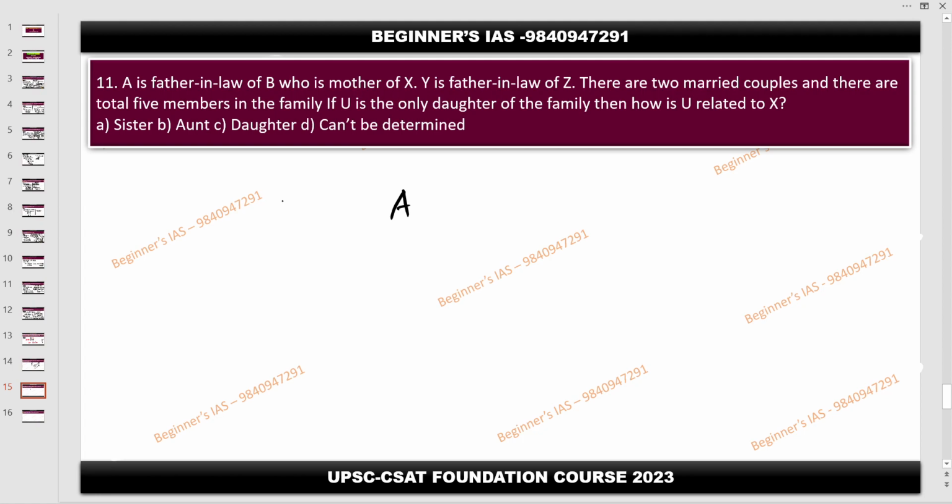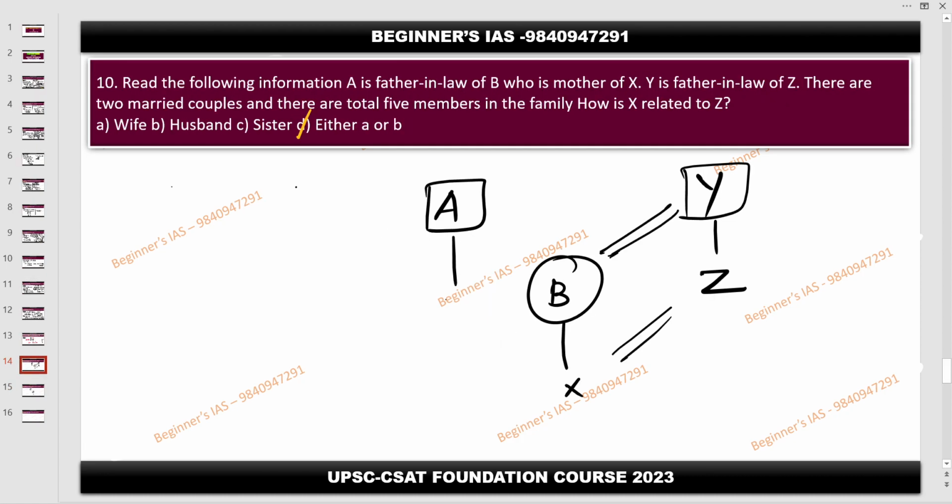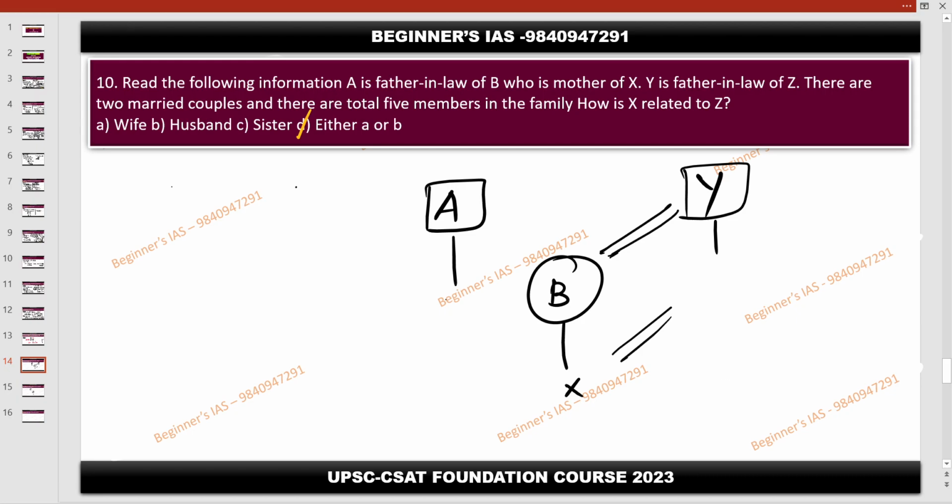So now, listen. A is the father-in-law of B. Okay, so B is the mother of X. Y is the father-in-law of Z. Let me do one thing here. In this 10th question also, I have to take Z here. I have to take Z in this generation, since Y is the father-in-law. So it would be in this generation only. Yes, sir. The previous generation only.